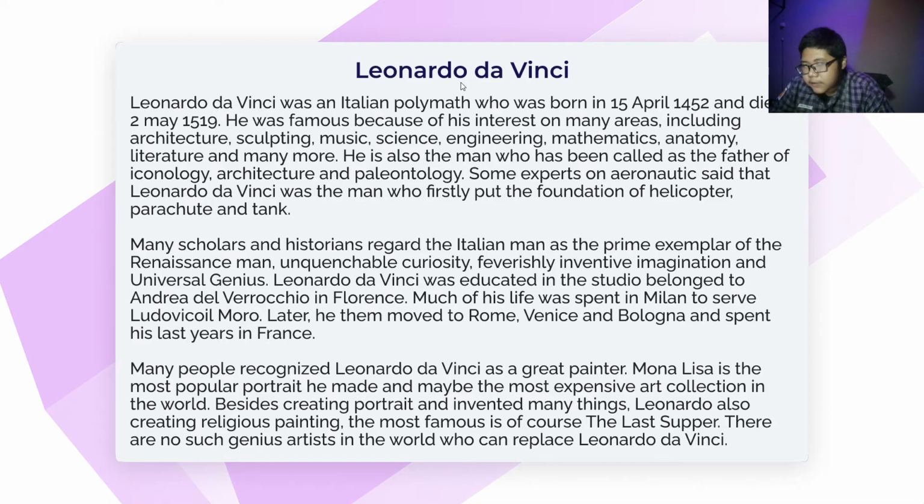Okay, so as we can see, if we try to break down the text here, on the first paragraph, we can find the orientation, okay? Just the general statement about Leonardo da Vinci in general. And then the second paragraph is the main event. And in this text we also have reorientation, which we can find on the third paragraph.